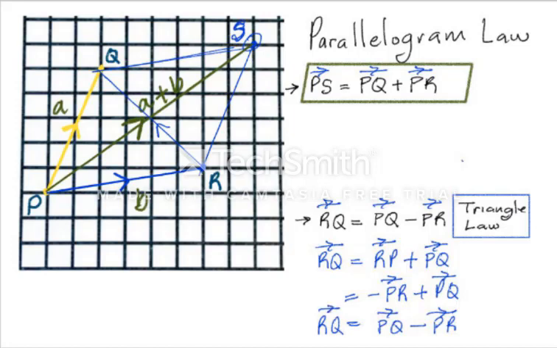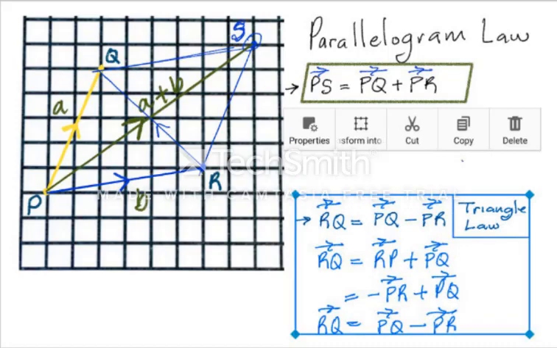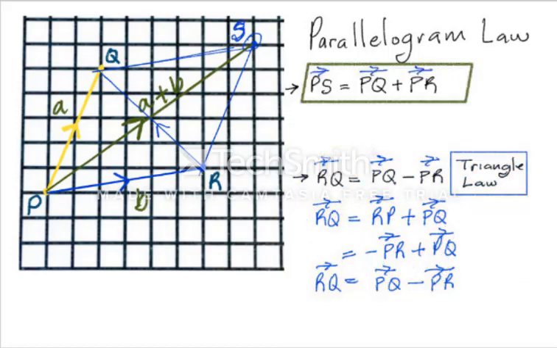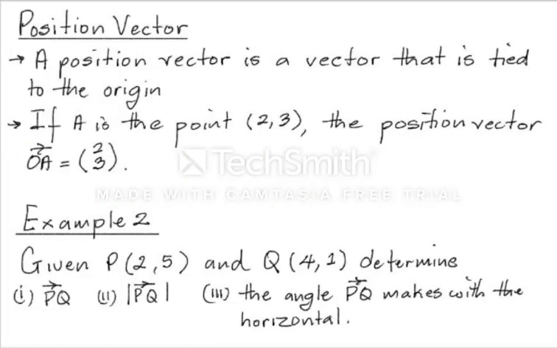So for the parallelogram law of vectors, the sum of two vectors acting in opposite direction could be obtained by completing a parallelogram. PS would be the sum, and RQ would be the difference. So that's the parallelogram law of vectors, something again that I'm quite sure could come in handy.